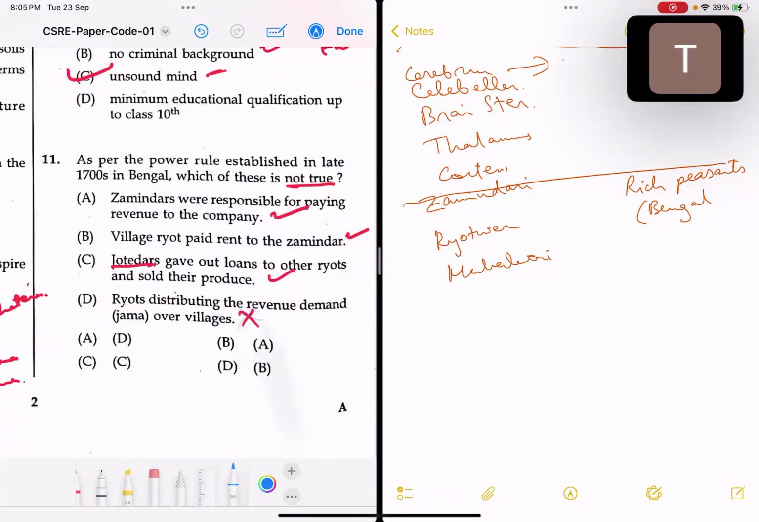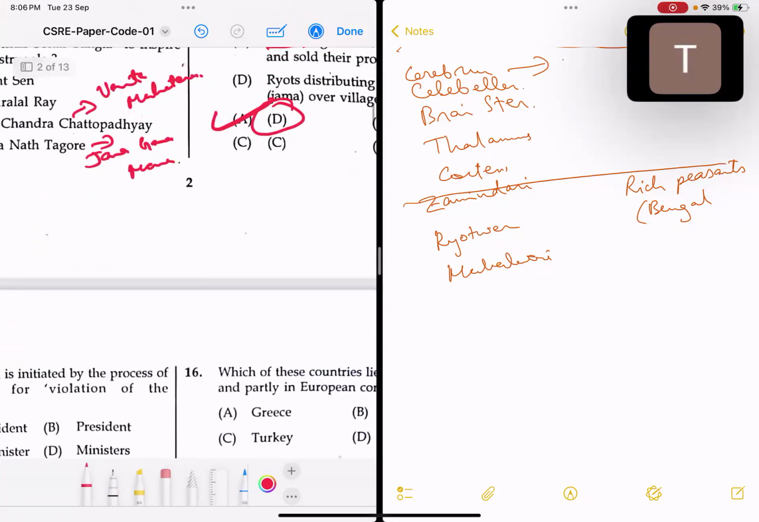Here, the fourth option is wrong, right? The fourth statement is wrong, which means the fourth statement is D, but it's option A, okay? So option A is the wrong one.